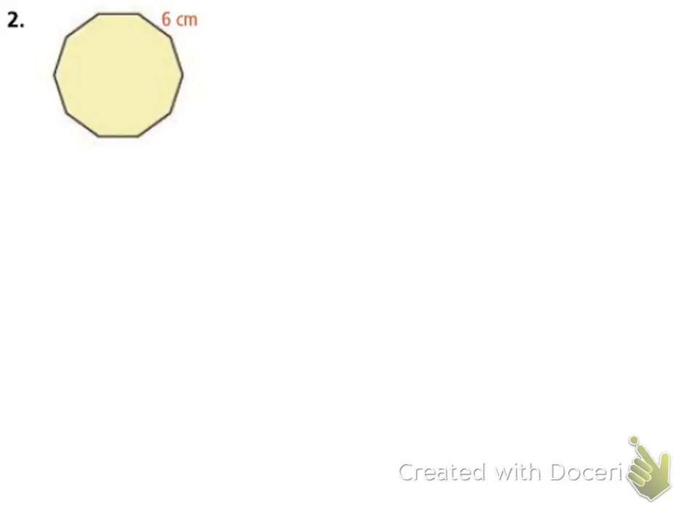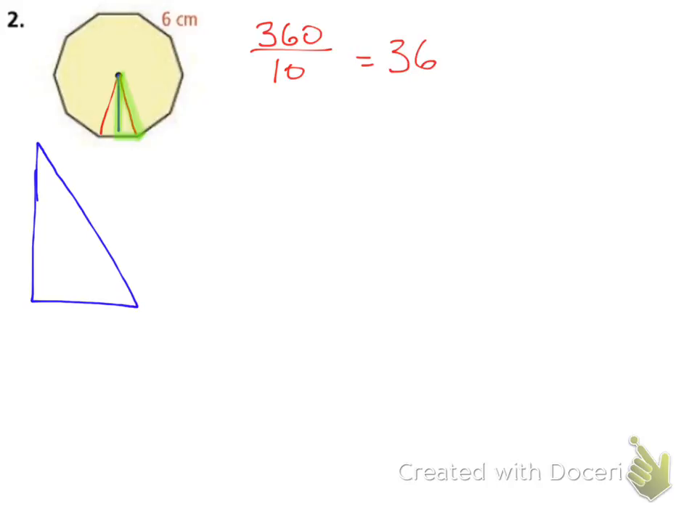Same type of thing. This is, I think, a decagon, 10 sides. So 360 divided by 10 gives me 36. Again, what I'm really concerned about is cutting this thing into pizza slices, because I'm going to find my apothem, just like that. So I have my triangle here. Here's my apothem. The whole side is 6, so that's going to be 3. And then this piece right here is going to be 18. So again, I've got opposite and adjacent, so I'm going tangent again of 18 is equal to 3 over A.